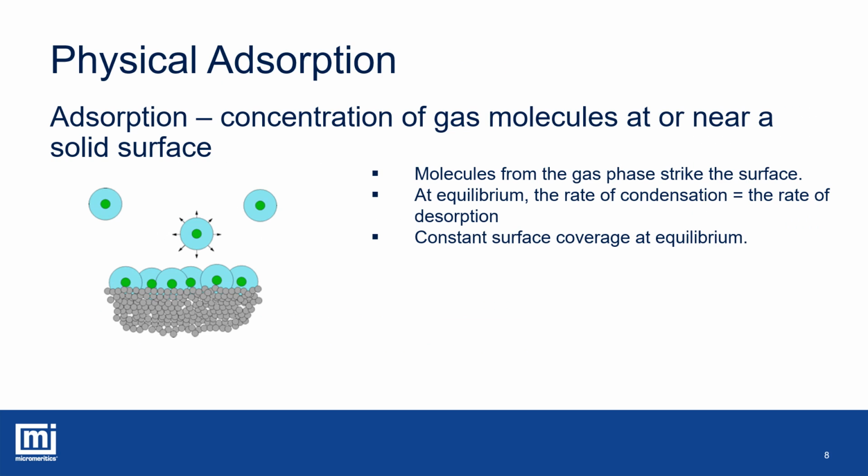Before I start getting into surface area calculations by the different methods, and specifically the BET method, I want to give a little background on physical adsorption. Physical adsorption is a concentration of gas molecules at or near a solid surface. Molecules from the gas phase strike the surface at equilibrium. Their rate of condensation is equal to the rate of desorption. Desorption is, of course, when the molecules of the gas are coming off the surface. We're looking for a constant surface coverage at equilibrium.